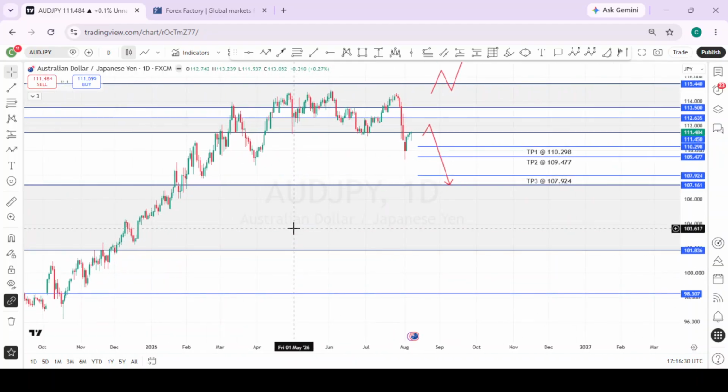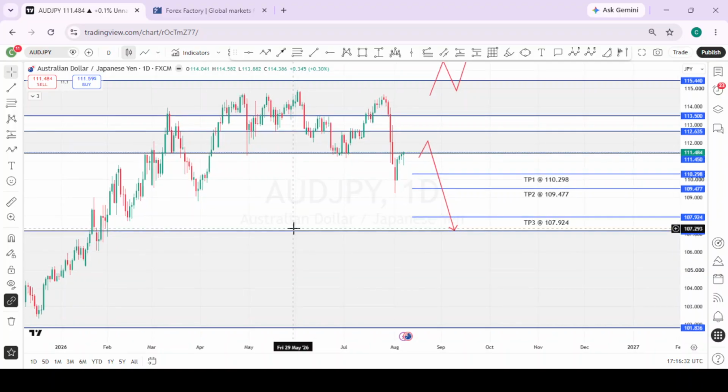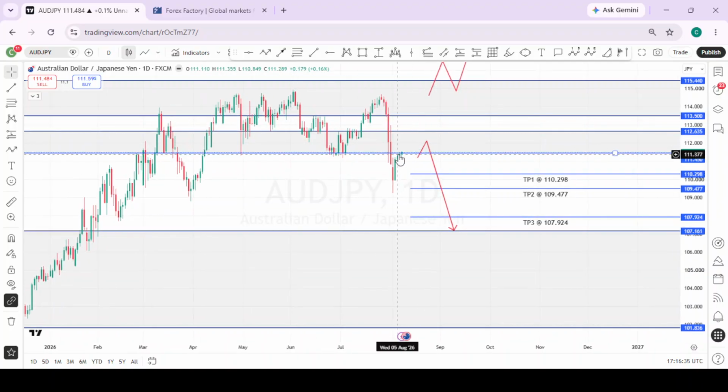This is AUD JPY. For AUD JPY, we are also looking forward to this possible retest, and price has hit it slightly, but we'll be patient to see how it reacts properly when it hits this zone, and then look for selling opportunities from here to the downside to these various TPs we have for AUD JPY.